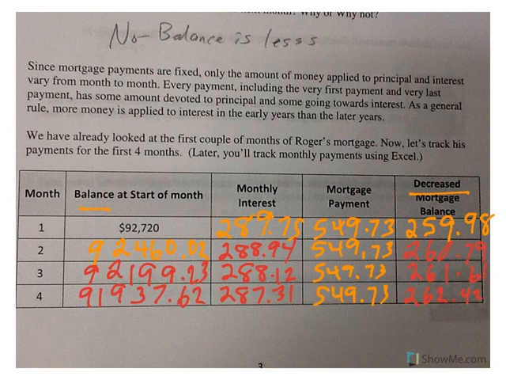All right, so as you can see, the balance at the start of the month goes down slightly each month. The monthly interest goes down slightly each month, by about 80 cents or so. The mortgage payment is consistent. It's $549.73 every month, unless Roger would choose to pay more. But for our sake, we're just considering a constant payment. And then you can see that the decrease in the balance is a little bit more each month, right? It's that 80 cents that's coming from the interest. It just goes over to decreasing the balance.